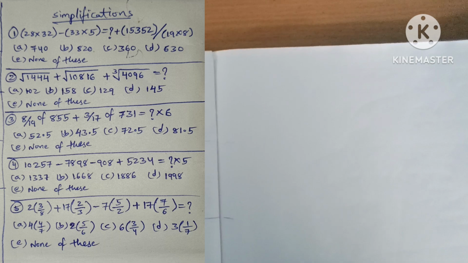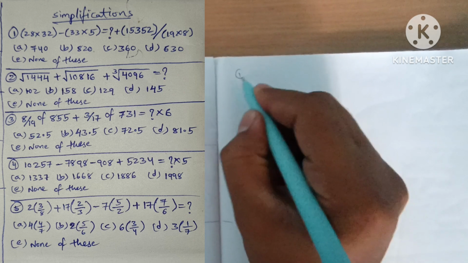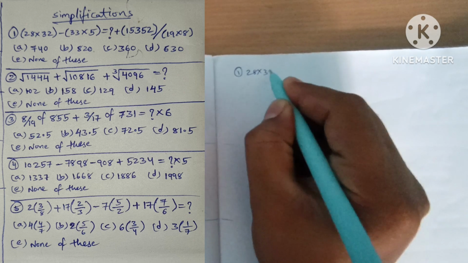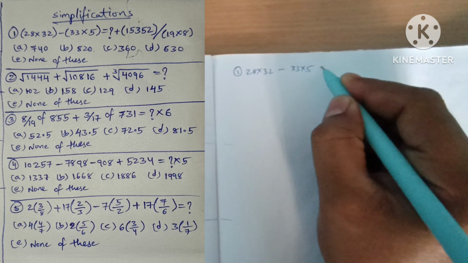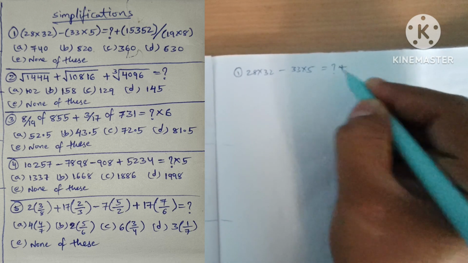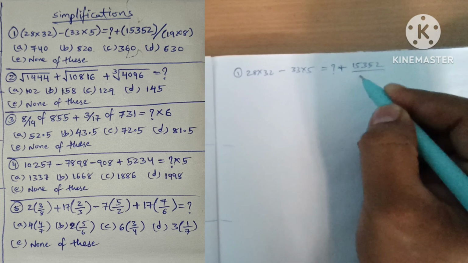Today we are going to do our to-do list, Day 20 score booster topics: simplification. First question: 28 into 32 minus 33 into 5 equals question mark plus 15,352 divided by 19 into 8.